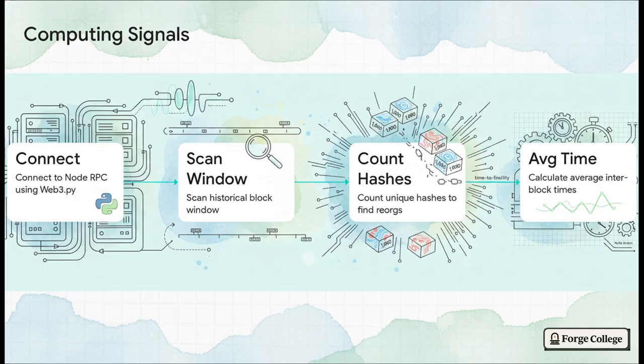If block height 1000 has 2 totally different hashes recorded in your window, boom, you just found evidence of a reorg. By counting those multi-hash heights, you reveal the network's real empirical reorg incidence. And finally, step 4, you calculate the average time between blocks to estimate your time to finality.